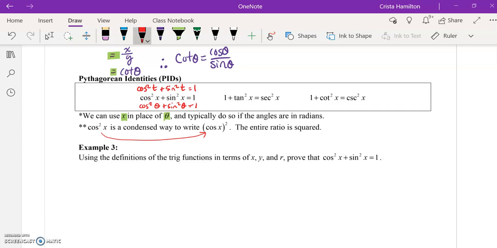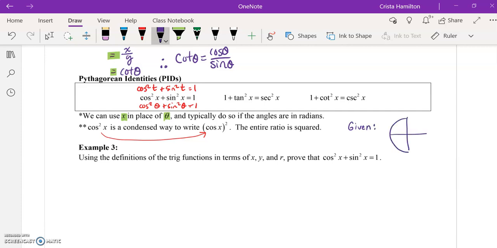All right, so we're going to prove our cosine squared plus sine squared is equal to 1. Now, I'm just going to remind you of some given stuff that we know from earlier. And I'm just going to bring back down the terminal points you still have.